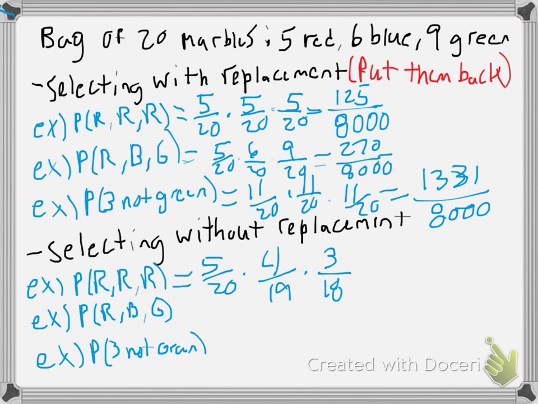How many marbles left total? 18. So if you multiply these together, we get 60 over 20 times 19 times 18, 6,840. The probability is very different from above. Notice when we had sampling with replacement, it was independent, 125 over 8,000. Now it's 60 over 6,840. So sampling without replacement is when events are dependent as you go down the line.